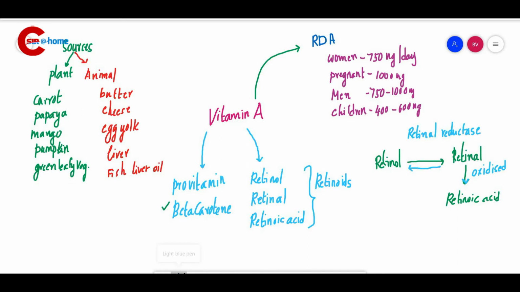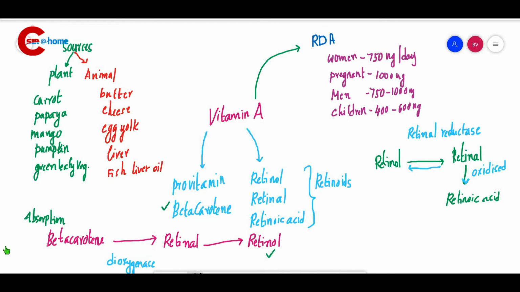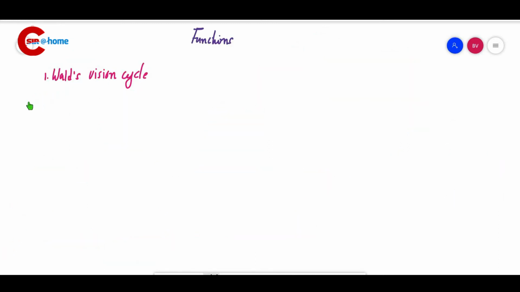Now we can study about absorption. In plants, which is present? Beta-carotene. The beta-carotene is cleaved into retinal. Then the retinal is reduced to retinol, and retinol is the one which is absorbed. How is this absorption happening? It is absorbed along with fat. So, for the absorption of retinol, bile salt is essential. It is a must. And beta-carotene is cleaved into retinal with the help of the enzyme dioxygenase.